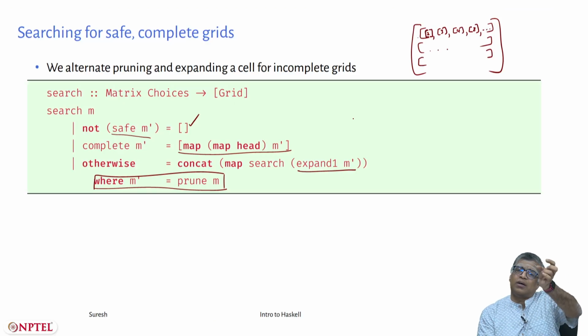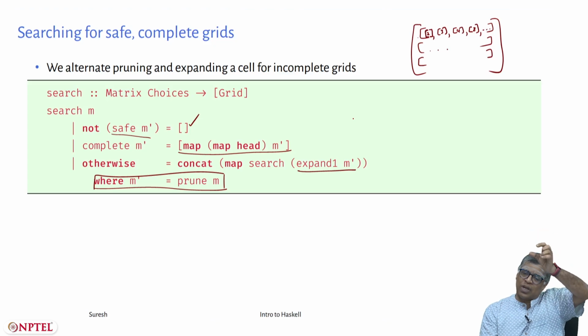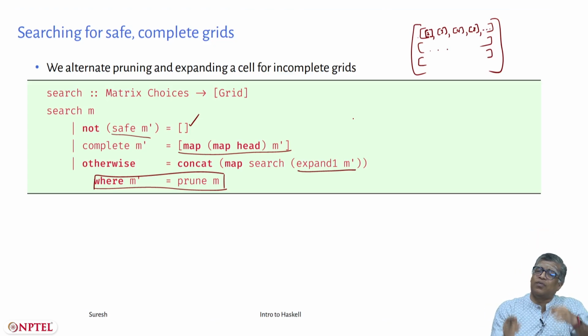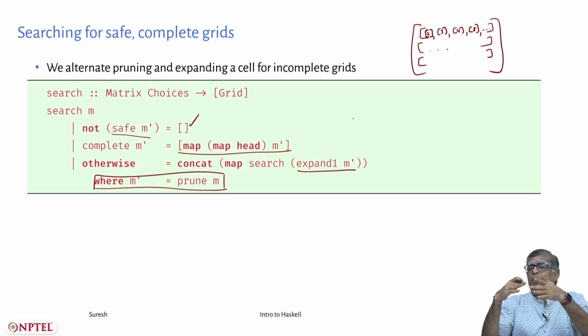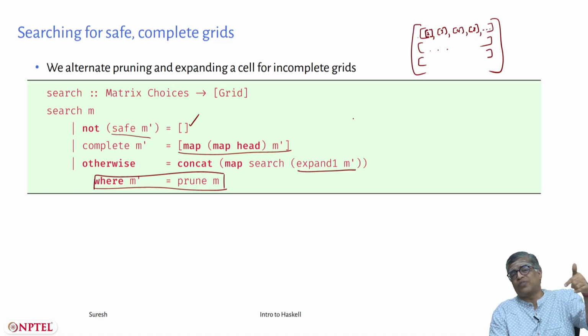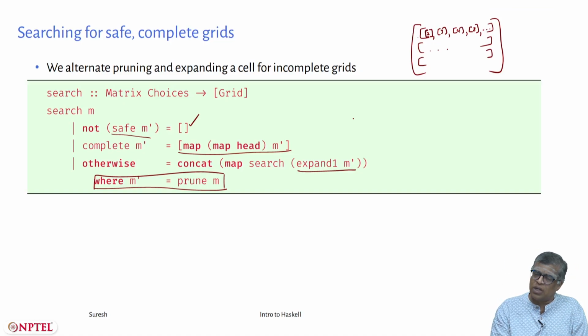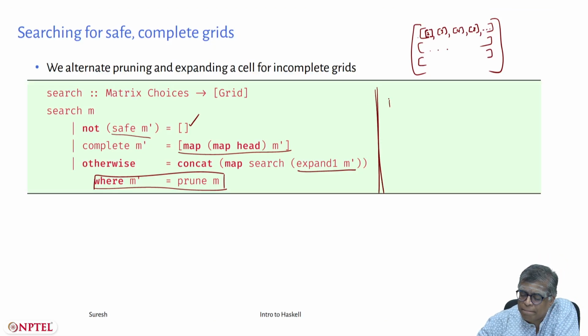So I will expand M prime by one cell, and the expanding will result in multiple matrices of choices. For each of them, I will apply the search function and then I will concatenate all the solutions that result. Okay, this is again a breadth first search kind of description.